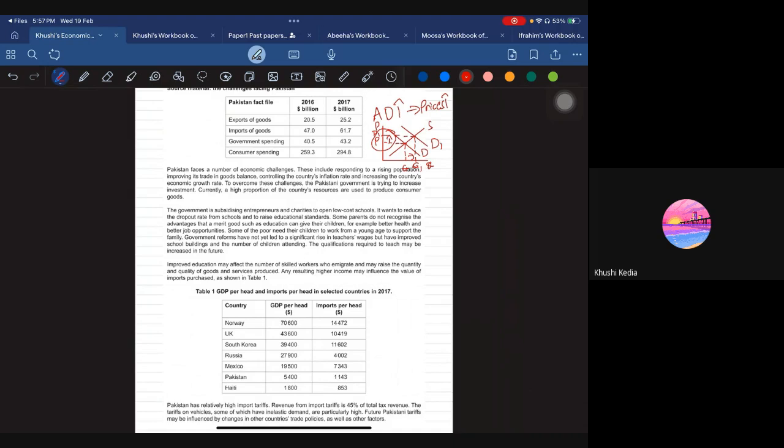Consumer spending is increasing in 2017. Okay, so consumer spending is increasing. One reason, very good. I'm not sure, but can the second reason be that the Pakistan government is spending more of its resources to produce the consumer goods?